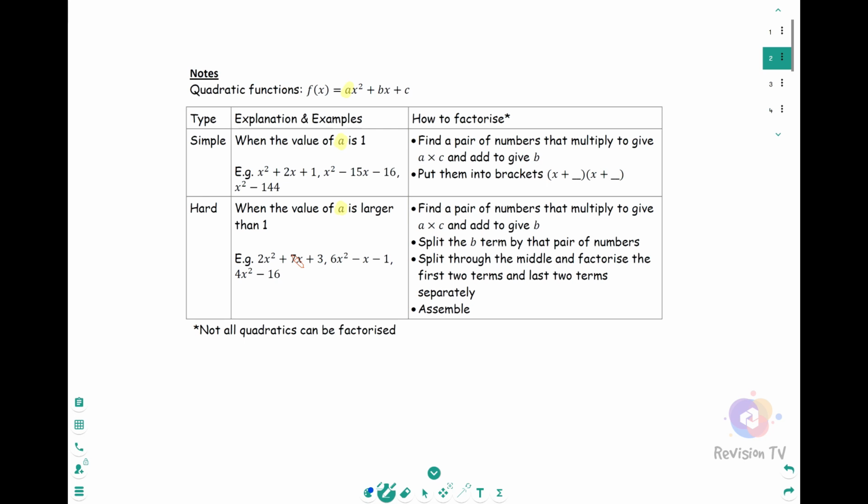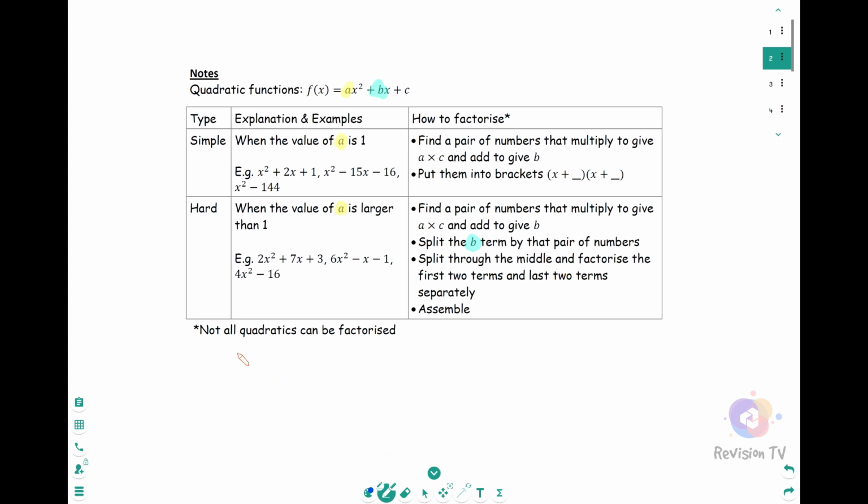Okay, and then once you've got those two numbers, unfortunately, you can't just put them in a bracket. The next step is to split the b term, split the middle term. Again, power of color coding. So I use a different color of highlighter for the b in here. So that's just to make you aware. So you can split the b term. That means whatever two numbers you've got in there, you're going to split the b term. And then you're going to split through the middle and factorize the first two terms and the last two terms. And then you assemble like IKEA.